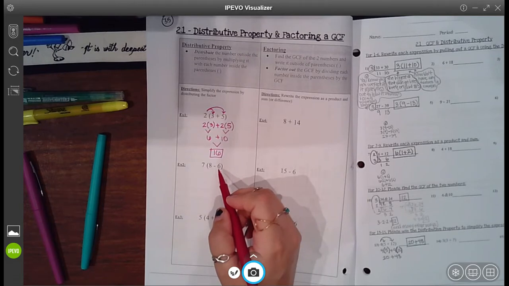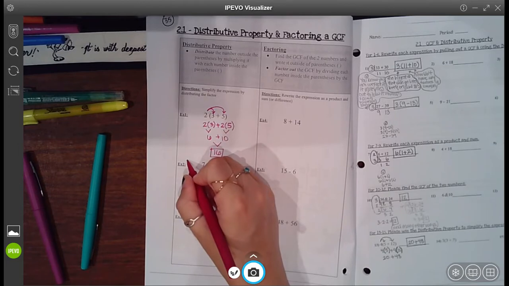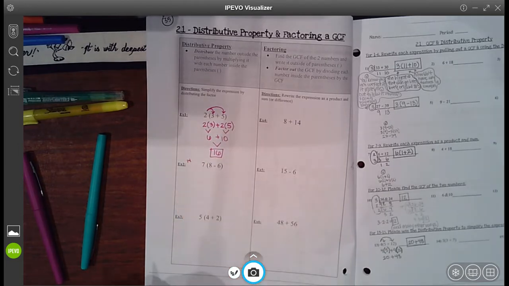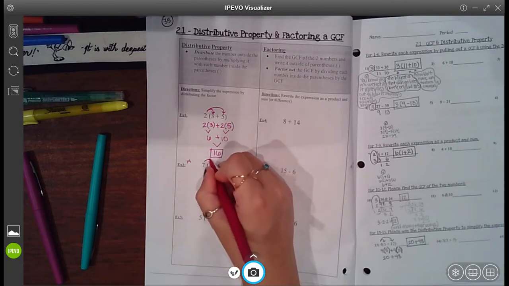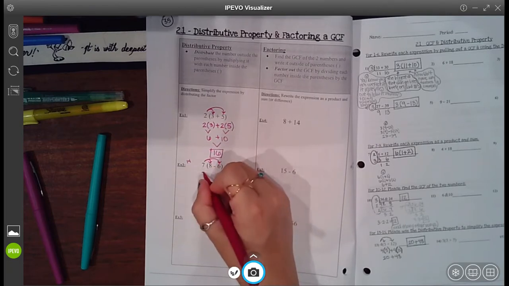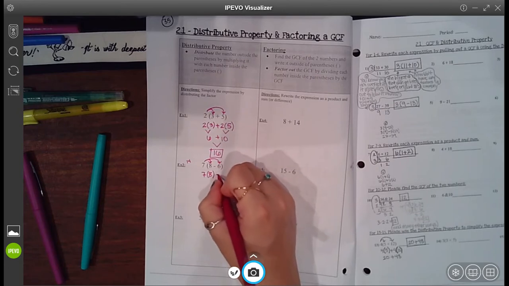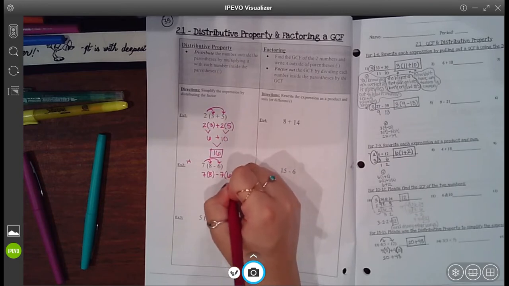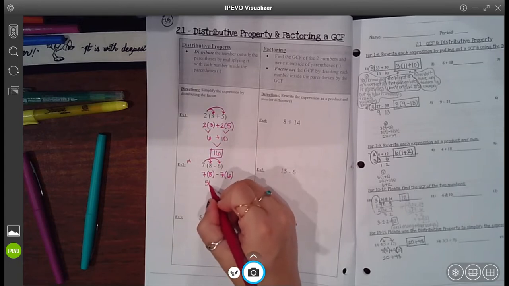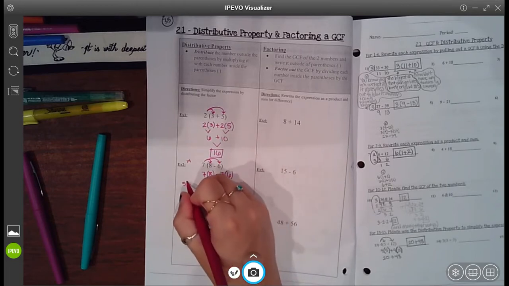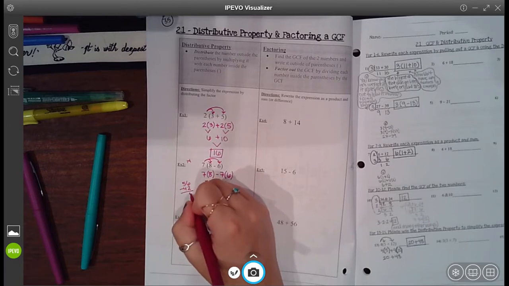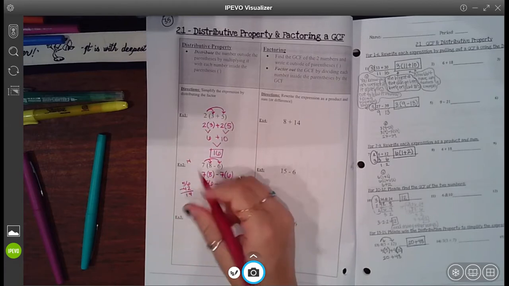So here, let's see. 8 minus 6 is 2, and 7 times 2 is 14. So my ending answer should be 14. Let's practice this new distributive property and see if that's what we get. Okay, so I'm going to distribute the 7 to the 8, and after I distribute the 7 to the 8, then distribute the 7 to the 6. Okay, well, 7 times 8 is 56. Bring down that minus sign, and 7 times 6 is 42.